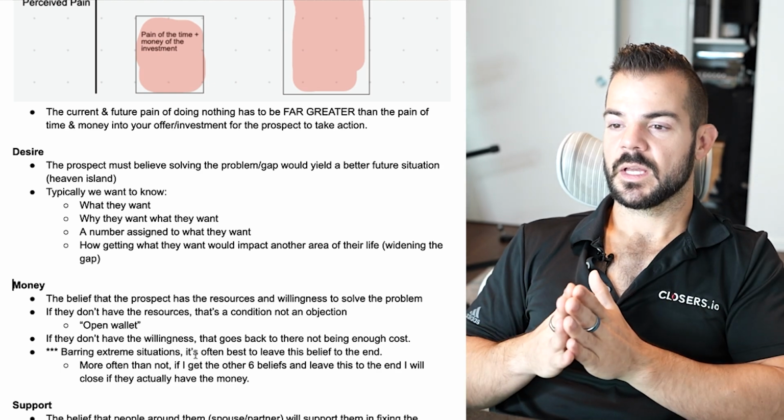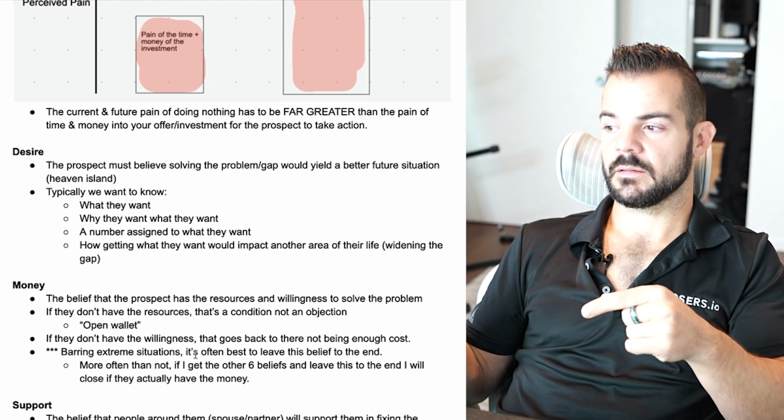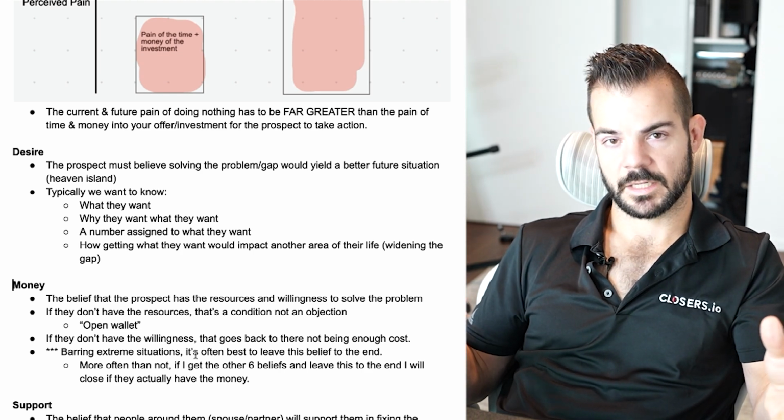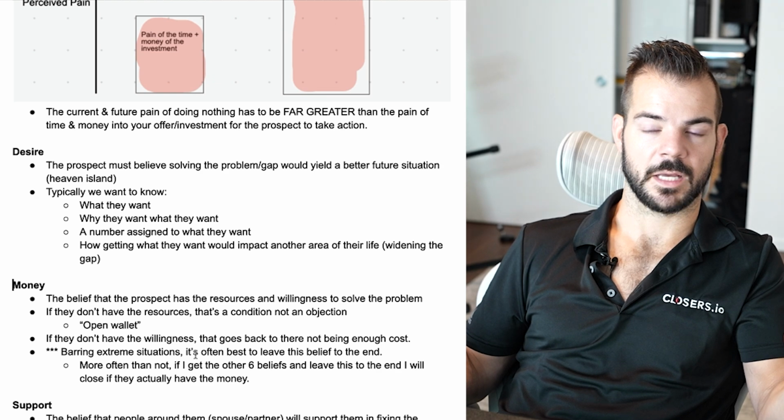So anyways, if we do the open wallet technique and they tell us their checking account has $457 and their credit score is 550, okay?